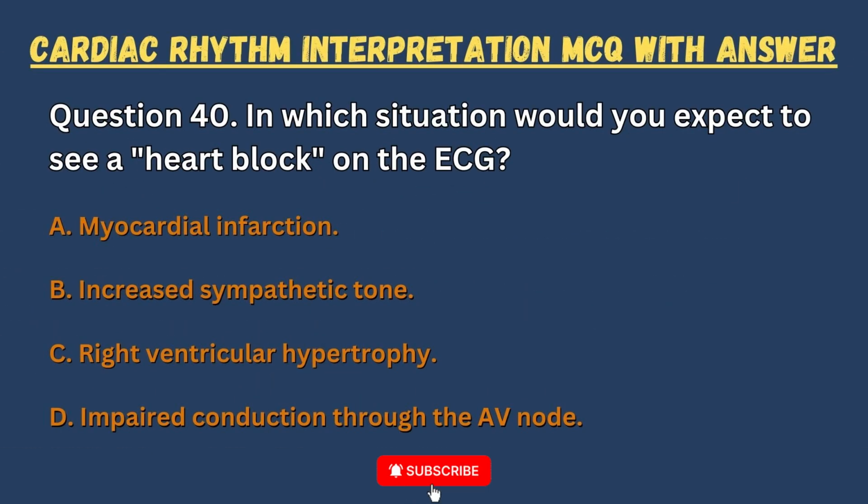Question 40. In which situation would you expect to see a heart block on the ECG? A. Myocardial infarction. B. Increased sympathetic tone. C. Right ventricular hypertrophy. D. Impaired conduction through the AV node.